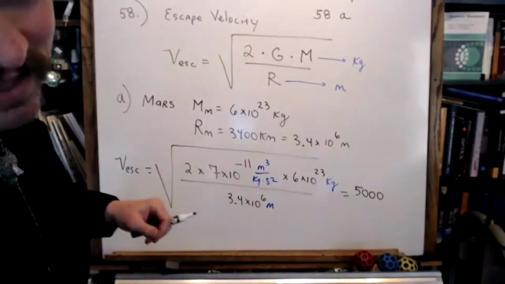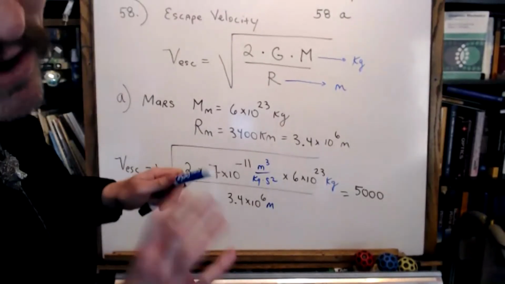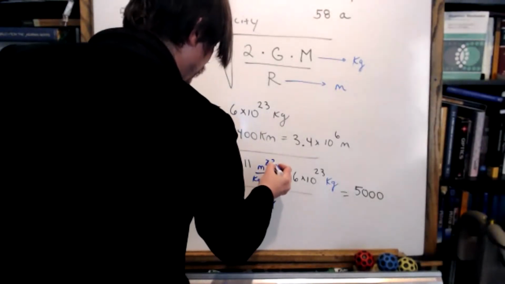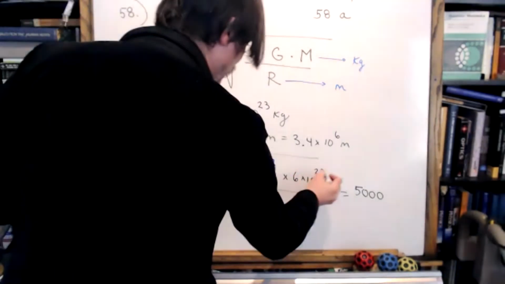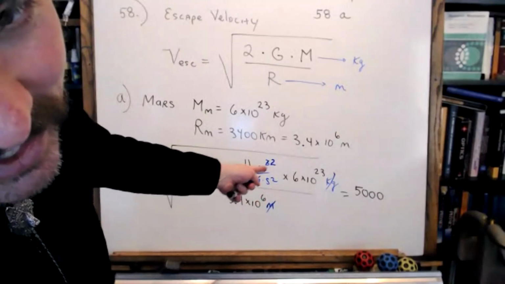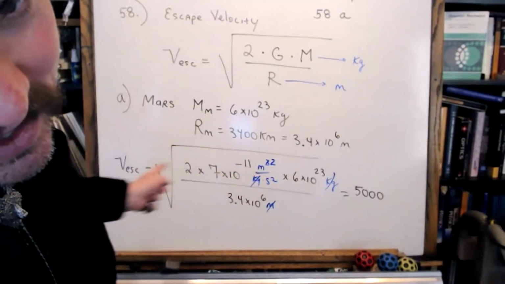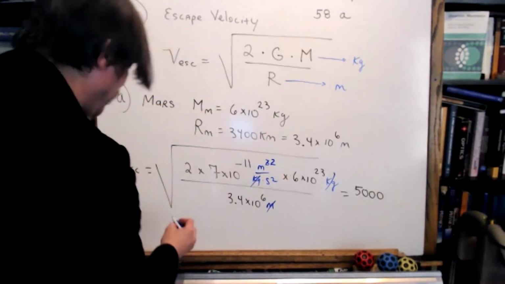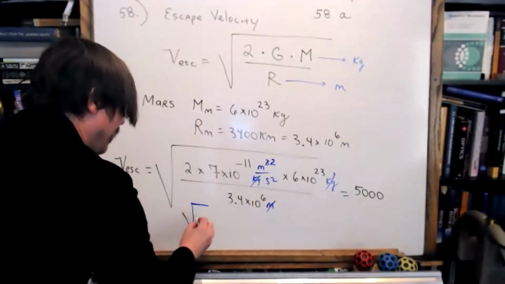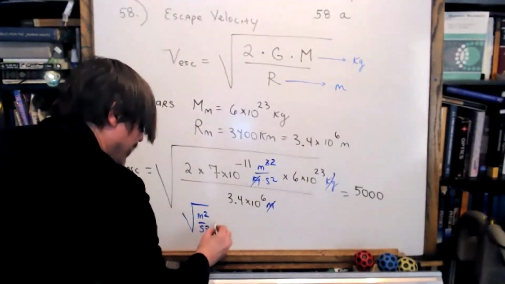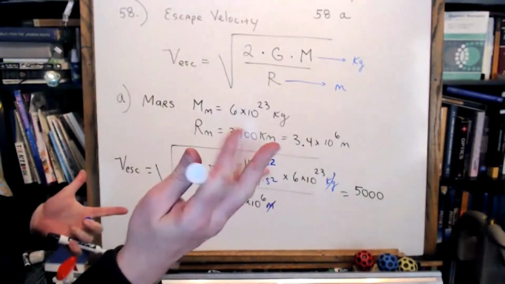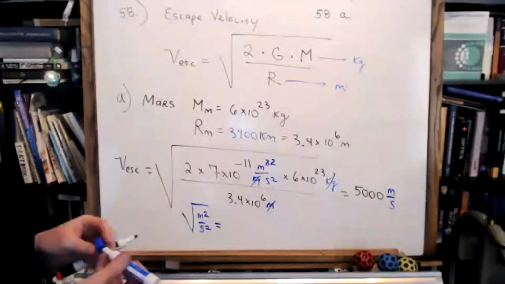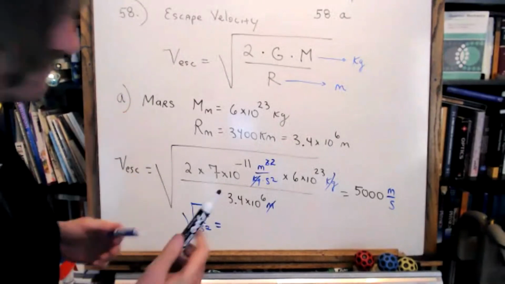Ryan has attempted to balance his units. Let's see what Ryan did there. Ryan, you're getting close, but you're not there. I agree, Ryan, that meter cancels out with meters cubed to make meters squared. I agree that kilograms cancel. And yes, Ryan, I do agree that that leaves you meters squared per second squared. But don't forget, Ryan, that the square root distributes to the units as well. And the square root of meters squared per second squared is meters per second, which is the units of velocity in the MKS system. Correct.